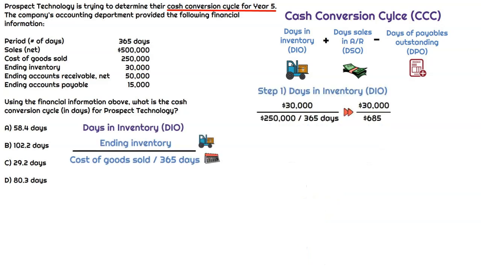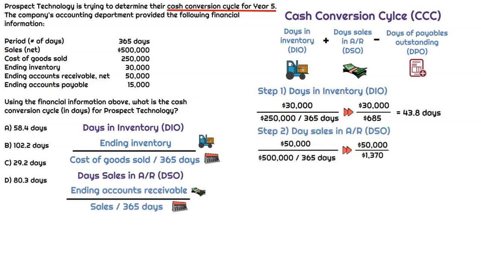So in step 1, we'll start with days in inventory. And we can see our formula there. We take ending inventory, and then we divide by cost of goods sold divided by 365 days. And that is better said as daily cost of goods sold, right? So we'll basically take 250,000 divided by 365 days. That means daily cost of goods sold is $685, right? So that's based on year 5. And then we can divide that into $30,000 worth of ending inventory, and that tells us we have days in inventory of 43.8 days.